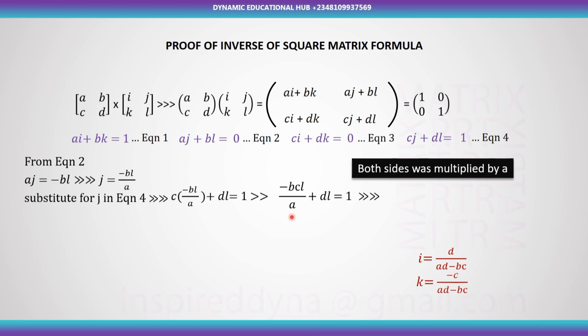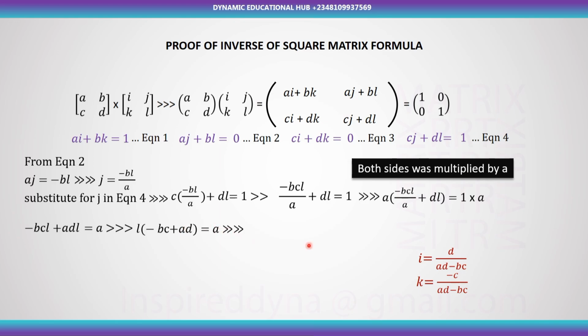Next thing to do is multiply both sides by A. So you have A multiplied by the left hand side, then the right hand side multiplied by A. If you expand that, A will cancel A, you have minus BCL plus ADL is equal to 1 multiplied by A. What is the next thing? We have L here, so factorize, bring out your L. L outside, you are left with what? Minus BC plus AD is equal to A.